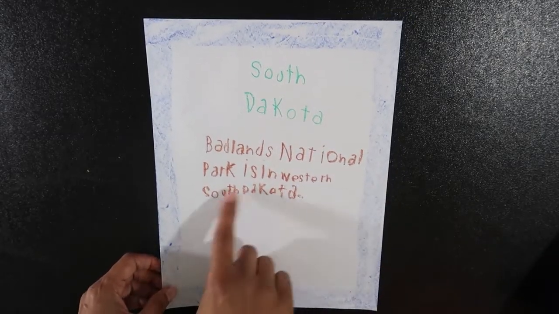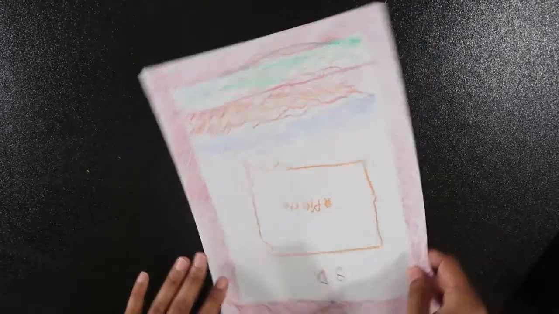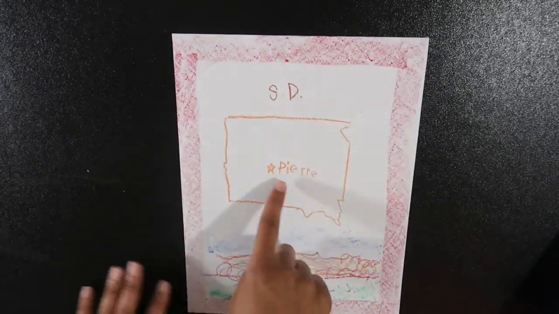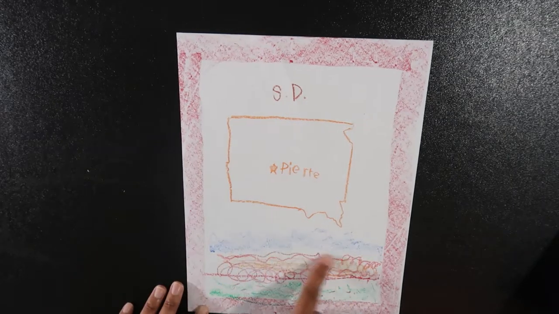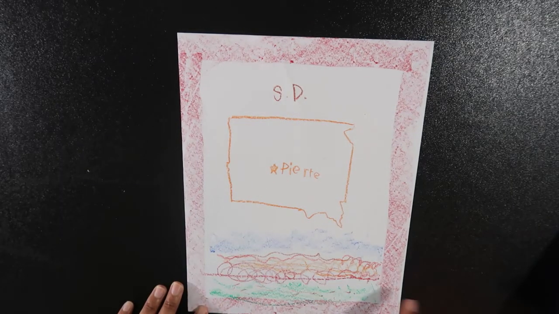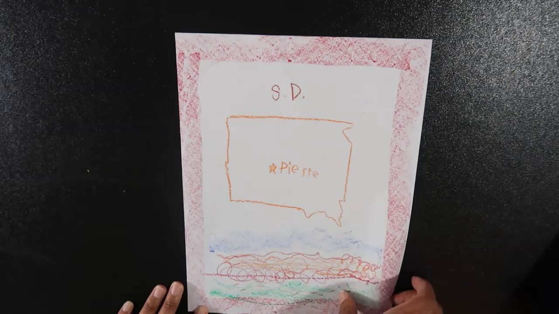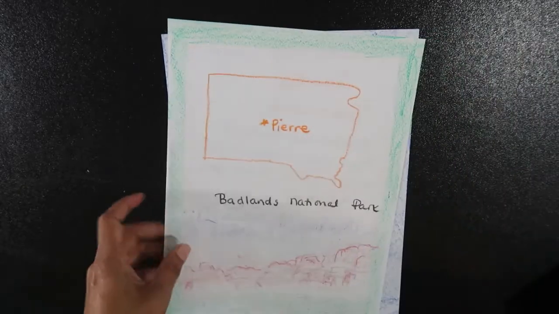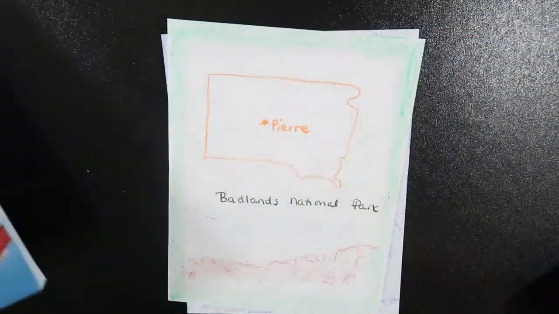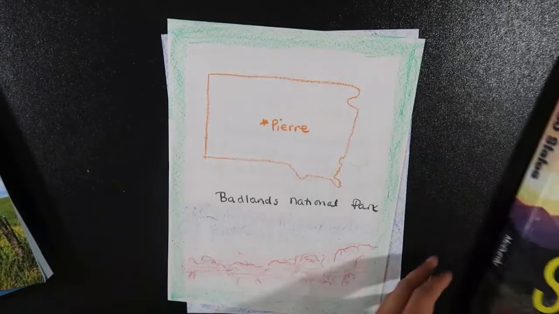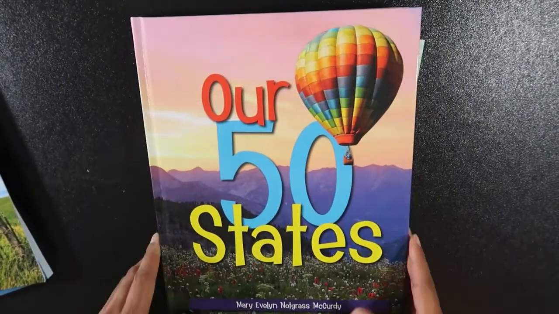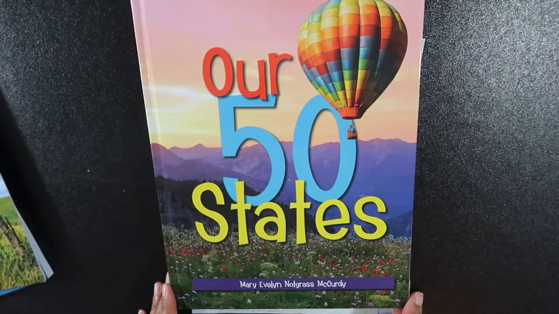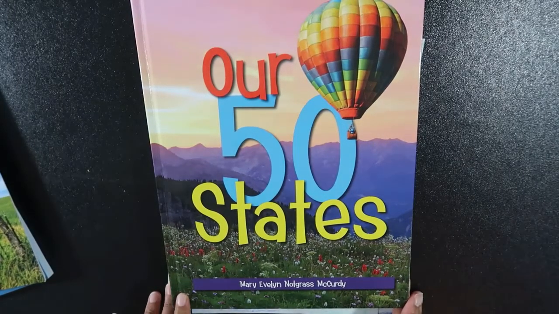So he worked on South Dakota, did his sentence, and then did the abbreviation, drew, and put the capital of Pierre. And this was the drawing of Badlands National Park that he did using Waldorf materials. So that's how we are going to be doing it, rather than using this so much. That was a quick overview of Our 50 States from Notgrass History, and I have a link below so you can check out everything and see all of the different options, and see if it might work for your family.